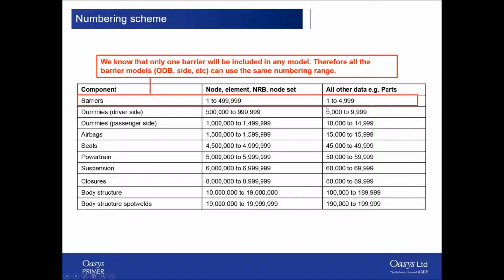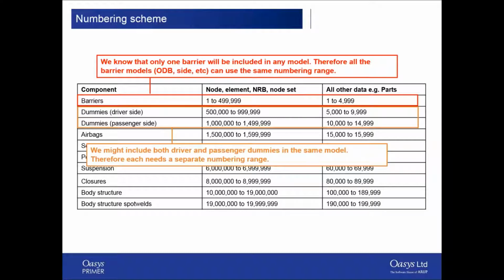So for barriers, you might just have one entry in the numbering range, because you usually just have one barrier in each separate load case. But for dummies, you probably have to have a different numbering range for a driver's side and a passenger side and a rear child, or whatever it may be, because you quite often want to include all of those in the model.